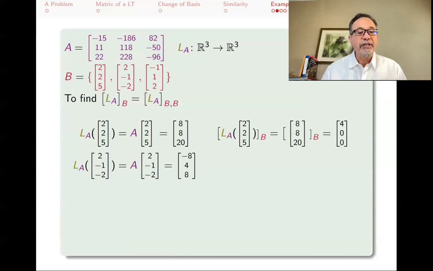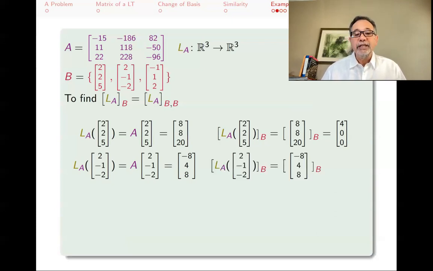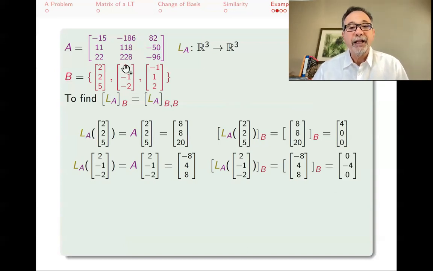Now we repeat that for the second one. LA of 2, minus 1, minus 2: again, we multiply A times 2, minus 1, minus 2, which is the second element in that ordered basis, and we get minus 848. What we need is to take this and write it in terms of B. And again, we notice that all you have to do is multiply the second element in the basis by minus 4, and you don't need any of the first or the third to get minus 848. And so the coordinate of minus 848 with respect to B is 0, minus 4, 0.